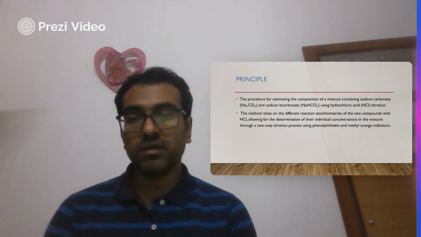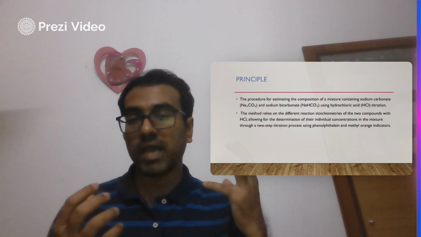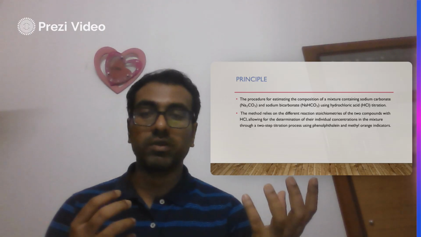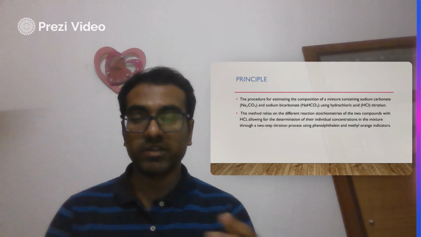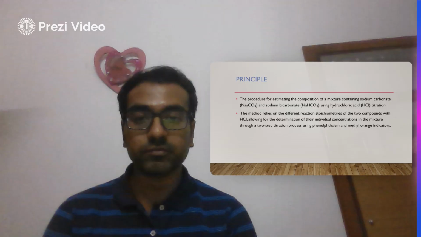Now I have mentioned that the base solution is unknown. The acid solution also can be the unknown solution. In that case, the base solution would be the known one. It can be vice versa. It's a very simple way to do it.